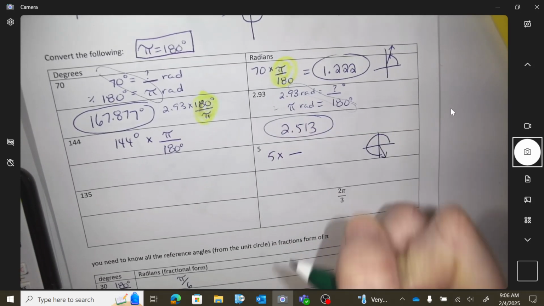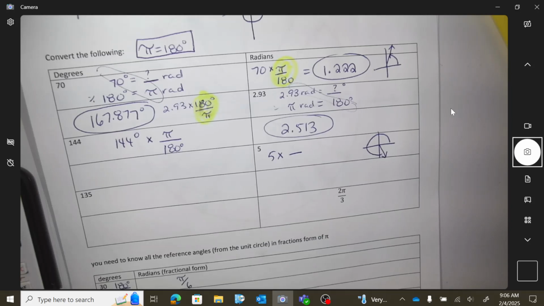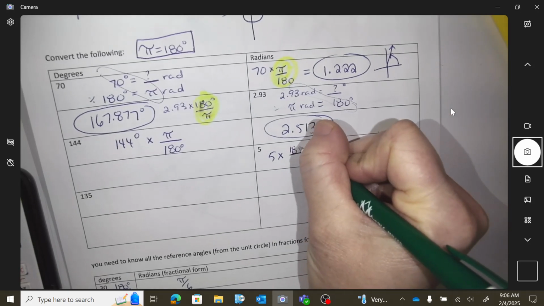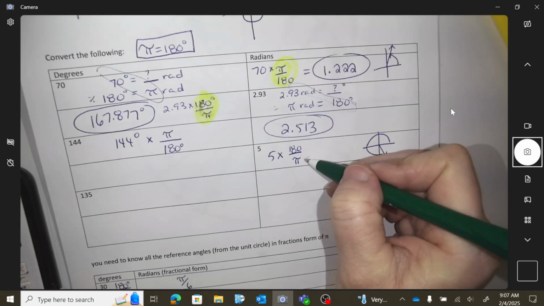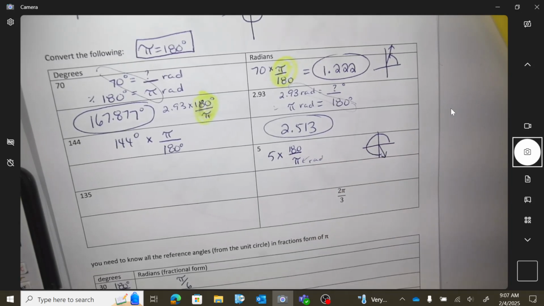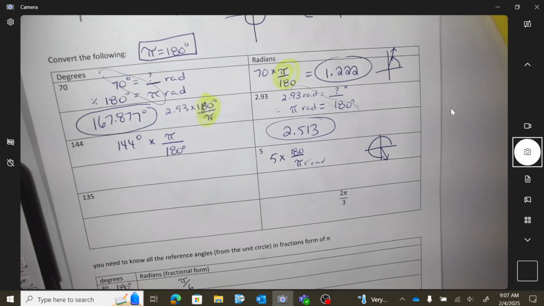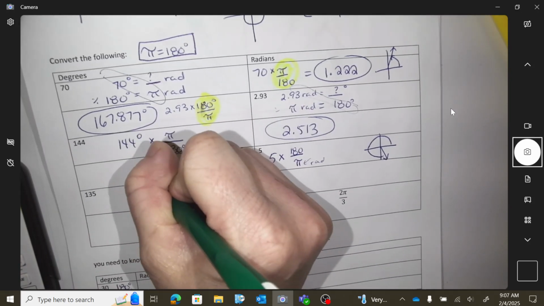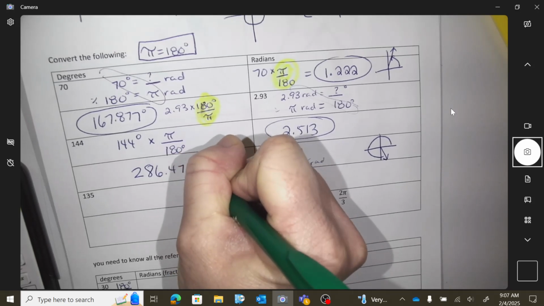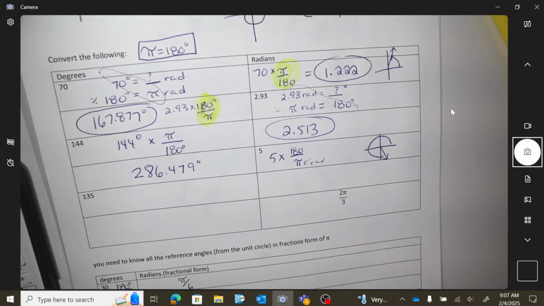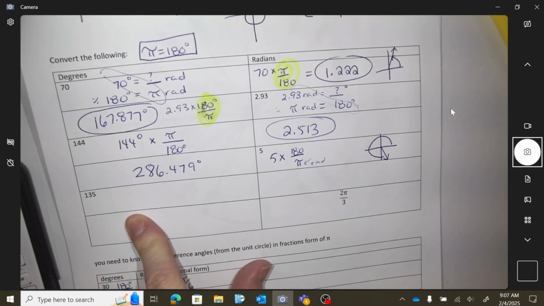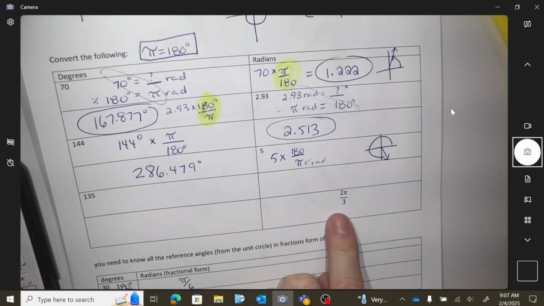5 times which fraction? 180 over pi, because I'm in radians, so therefore I'm going to divide by a radian to get that out. Ooh, look at my prediction. That was pretty close. I said 290 was my estimate. Okay. Are we okay to skip one? Is that fine? It's nothing new. I'm going to do this last one, though.